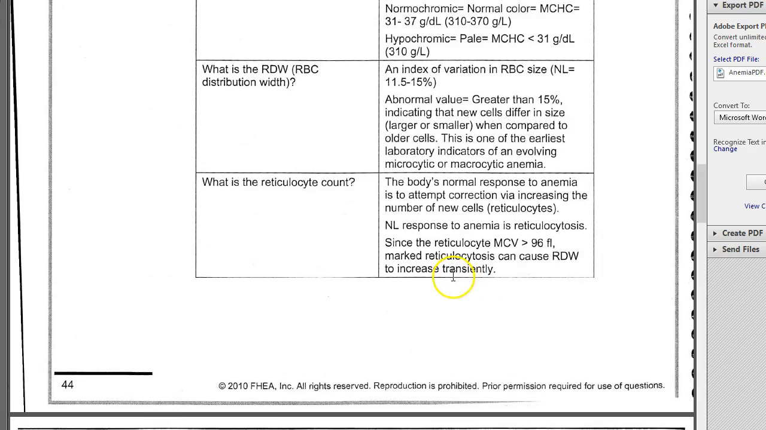This is one of the most helpful tests in evaluating a person with anemia. It's usually going to be elevated in the setting of, let's see, a hemolytic anemia or hemorrhage. It'll be decreased in aplastic anemia, bone marrow suppression, or anemia of chronic disease.